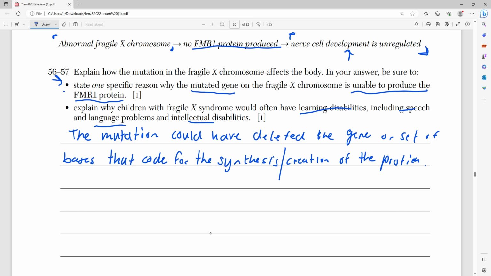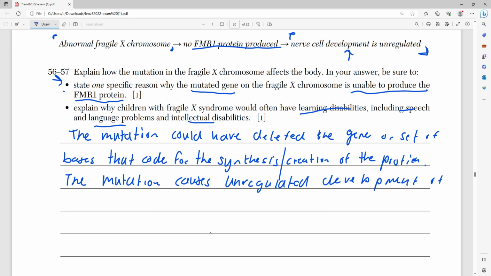Well, the mutation causes unregulated development of the nervous system.